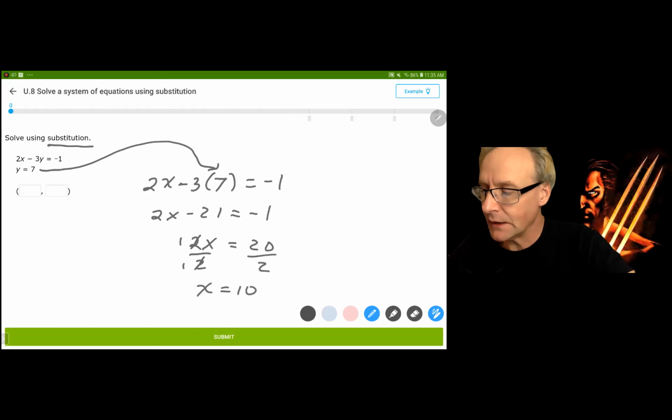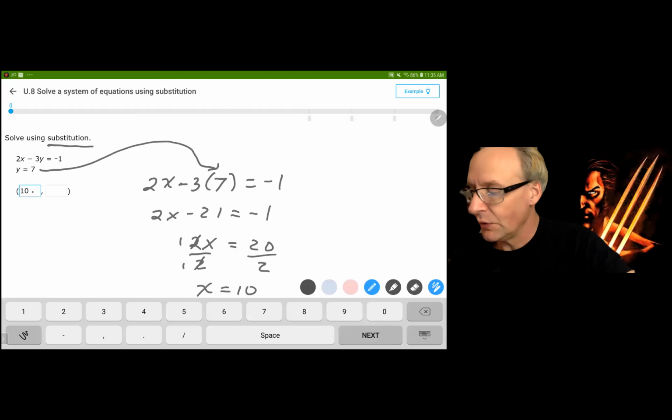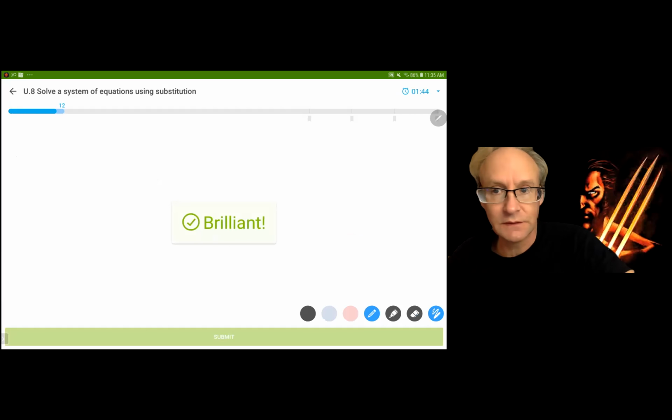So my ordered pair is 10. But well, my x is 10. But what's my y? Well, I know what y is. It tells me right there. Y is 7. So there you go. And that's all you have to do, substitute.